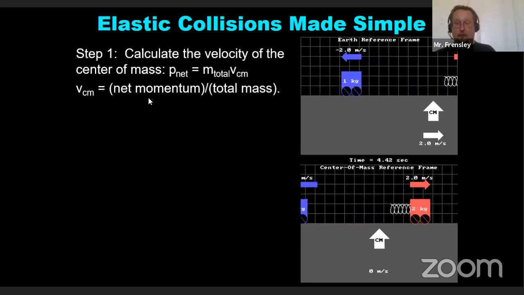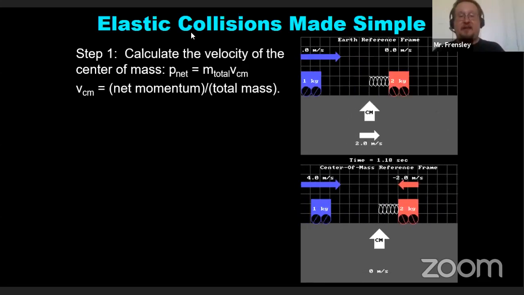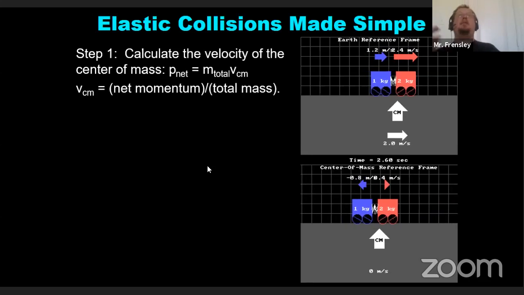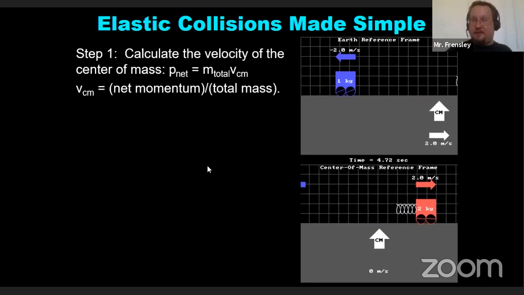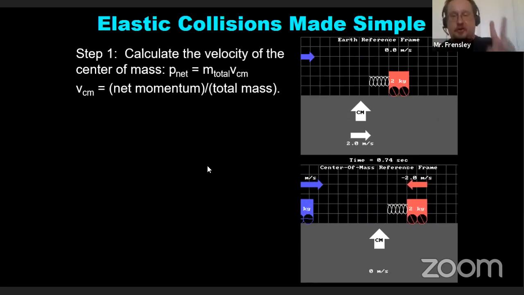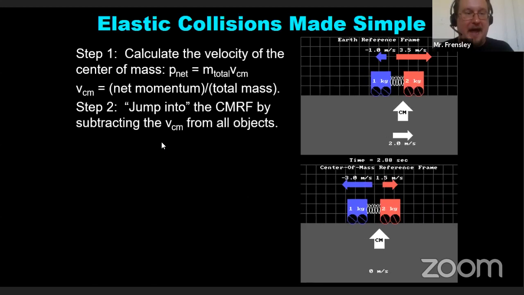Same equation, but for a system now rather than a single object. So that means that the center mass velocity is the net momentum divided by the total mass. So where do I get 2 from? I take the net momentum of the system, which is same before and after. So that's 6 times 1 plus 2 times 0. That's a net momentum of 6. Divide by the total mass of the system, 3 kilograms, and you get 2 meters per second. Step 1, get the speed of the system center mass.